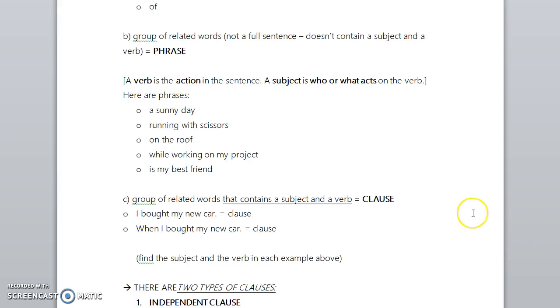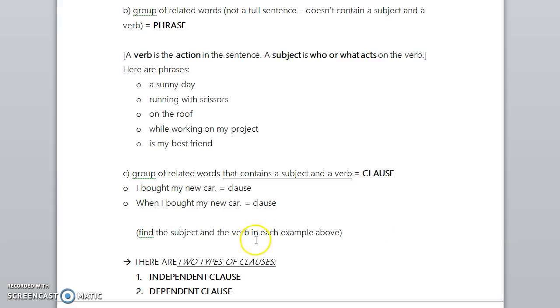You can also have a group of related words that contains a subject and a verb. This is called a clause. For example, I bought my new car. That's a clause. When I bought my new car. That's a clause. Let's find the subject and the verb in each example above. I bought my new car. The action is, of course, bought. Who or what bought? I. So I is the subject, bought is the verb. It has a subject and a verb.